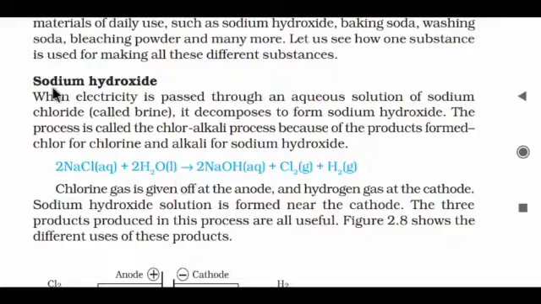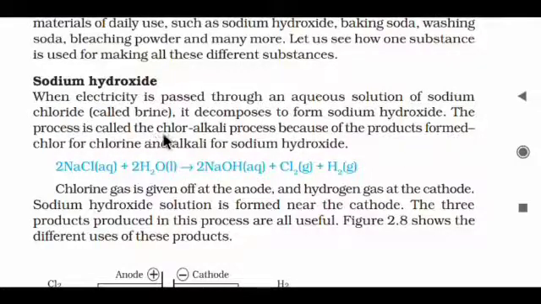Hello students, today we are going to learn about sodium hydroxide, about salt. When electricity is passed through an aqueous solution of sodium chloride called brine, it means NaCl solution in water, it is known as brine water, and it decomposes to form sodium hydroxide. Here you can see that we have NaCl plus H2O. It means this one is the brine water, and it will decompose to form the NaOH. It is the sodium hydroxide we are talking about right here.